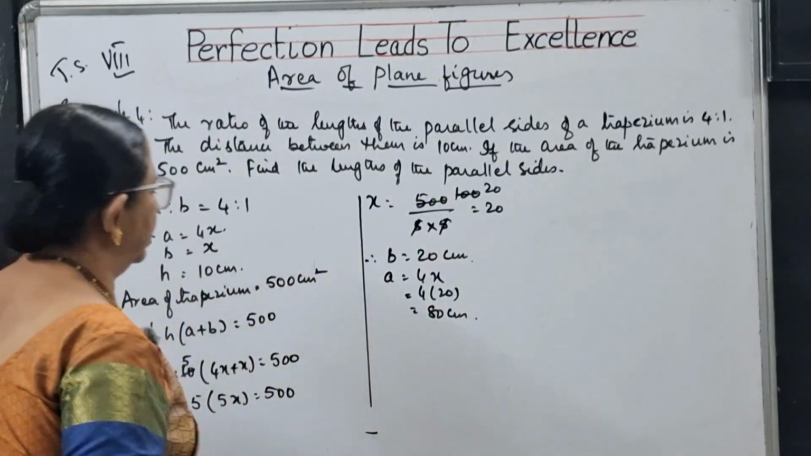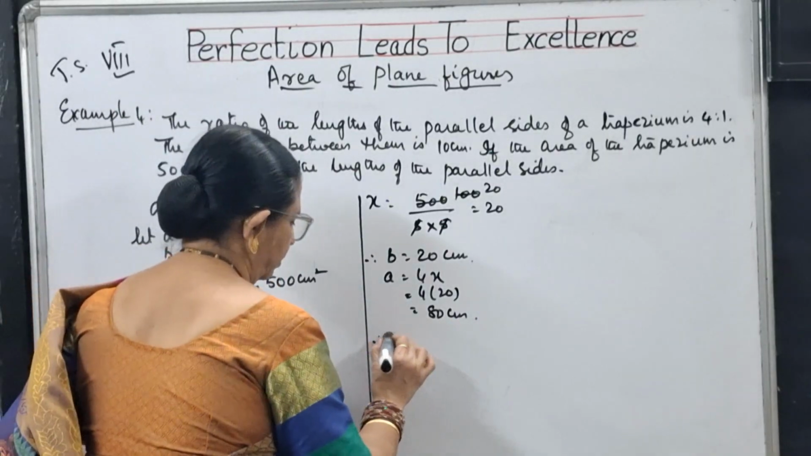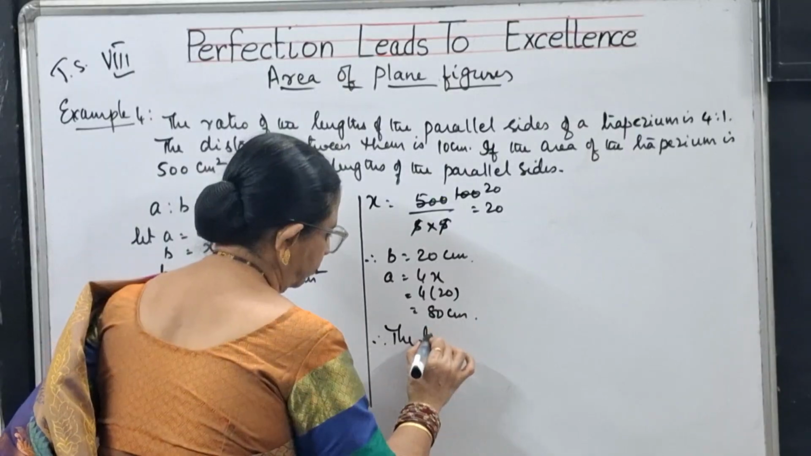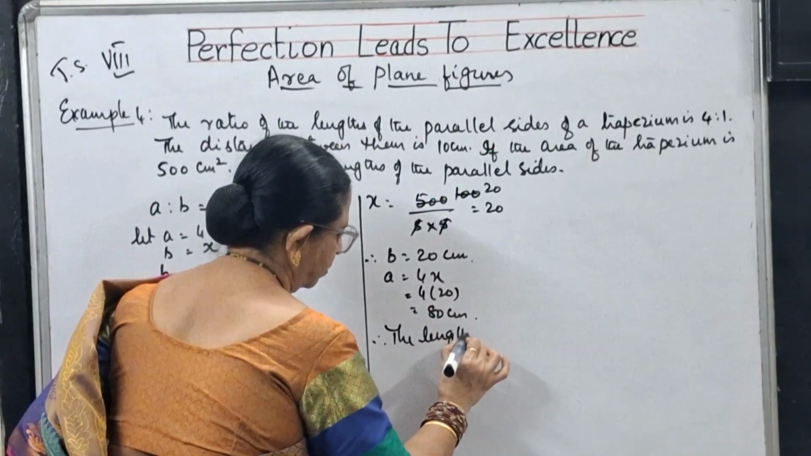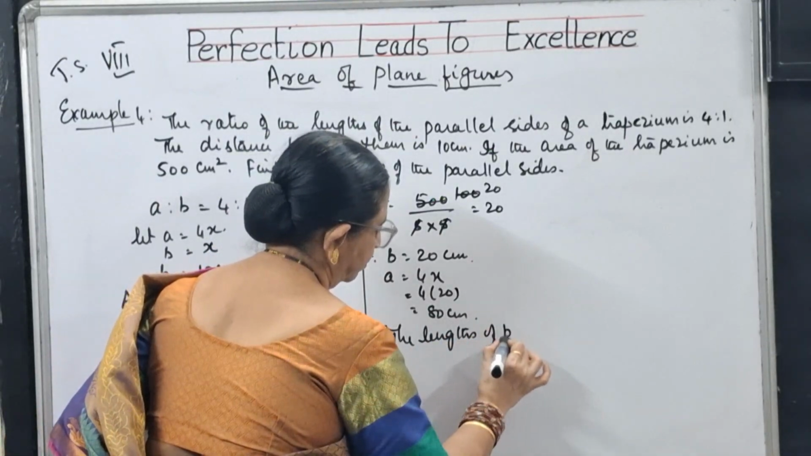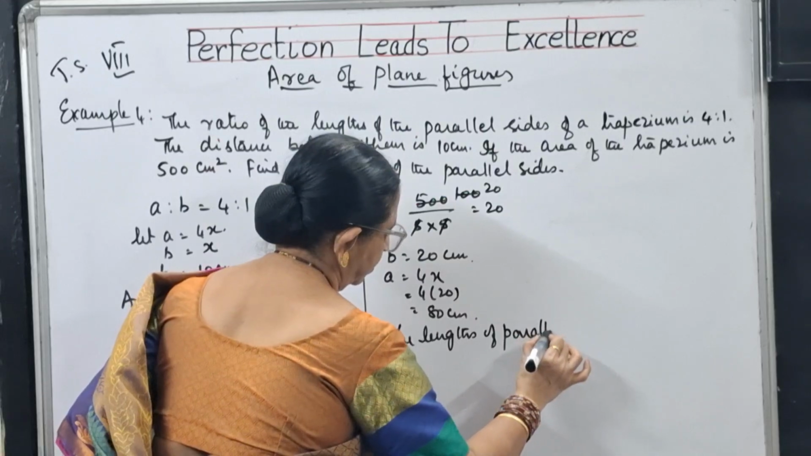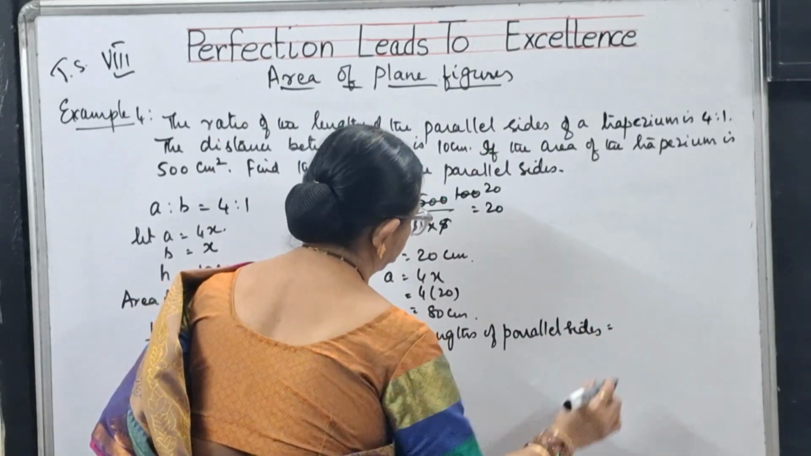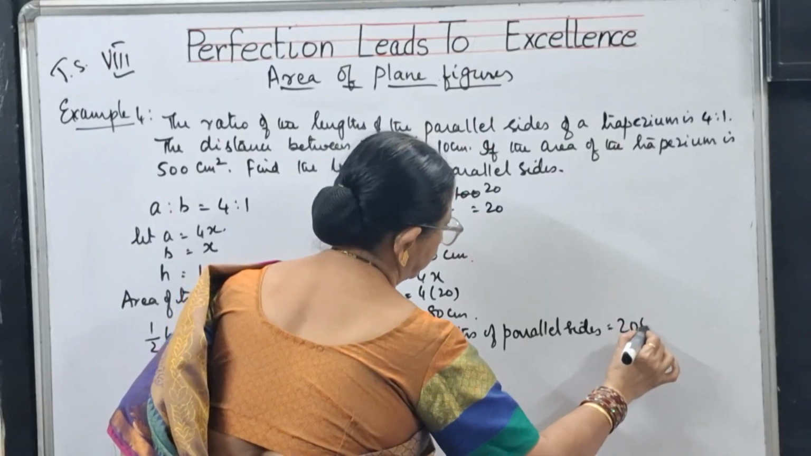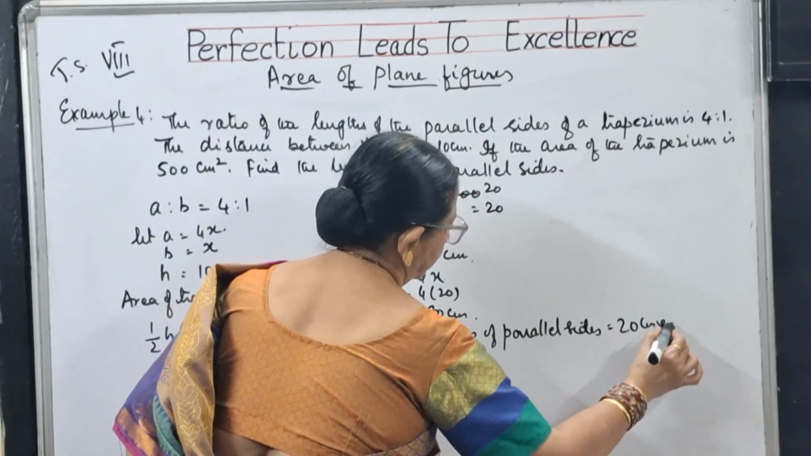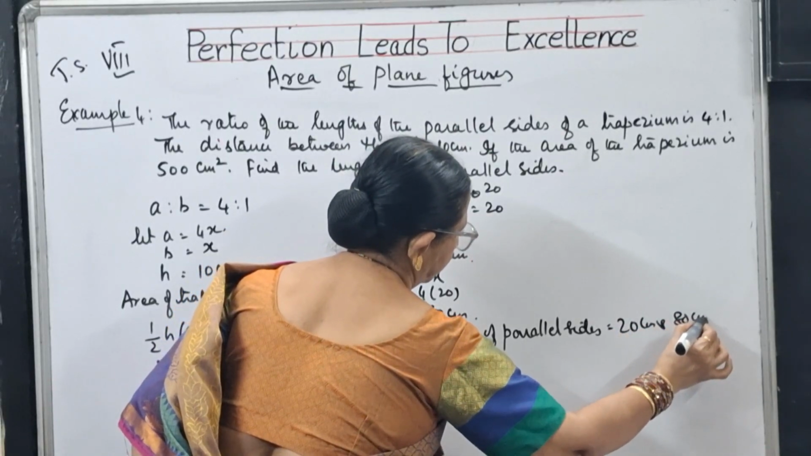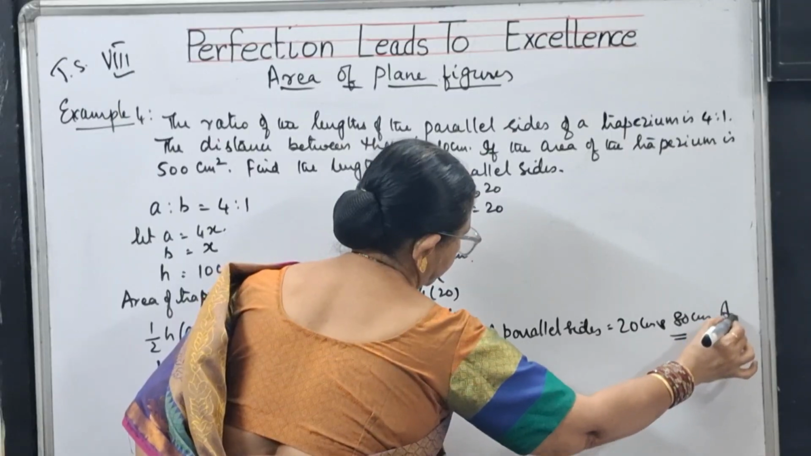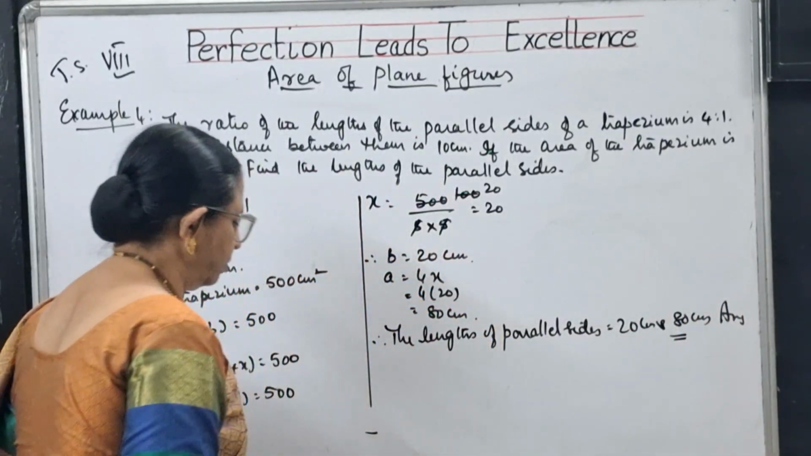So find the lengths of parallel sides. Therefore, the lengths of parallel sides is equal to 20 centimeters and 80 centimeters. This is the answer, children.